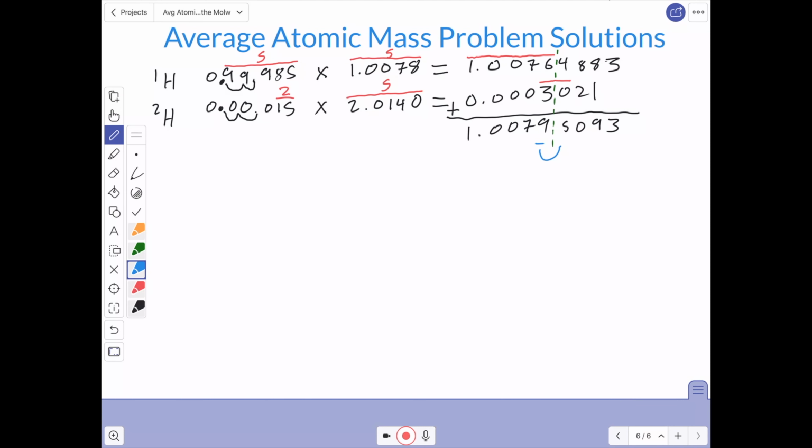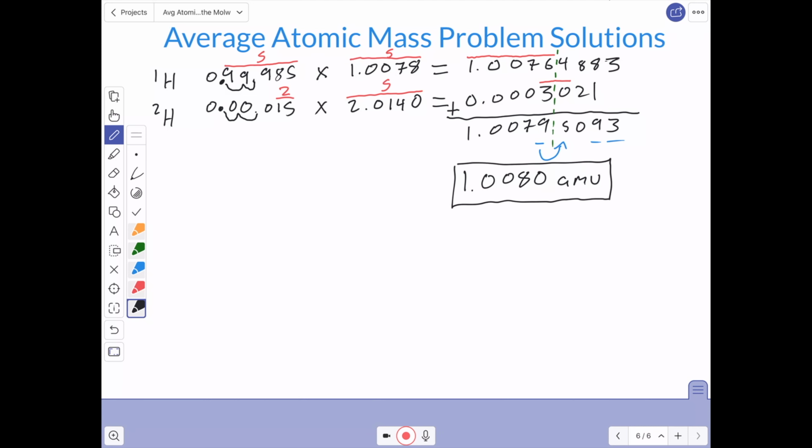We look to the right, ooh, we see a 5. We stop. Are there any non-zero numbers to the right of the 5? Yes, there are. There's 9 and 3. So that means we're going to round our 9 up. 9 rounds up to a 10, carries that 1 over to the 7, which makes it an 8, which means our final answer in atomic mass units will be 1.0080 AMUs.